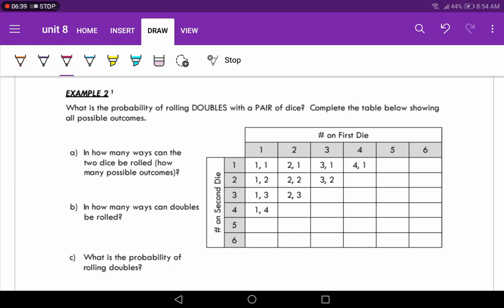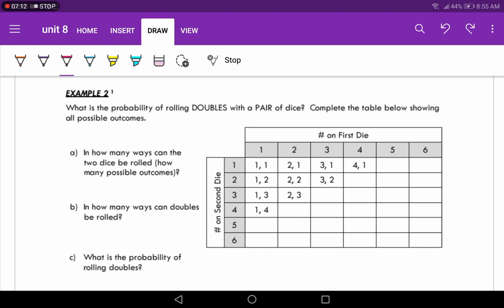Example 2. What is the probability of rolling doubles with a pair of dice? Complete the table below showing all possible outcomes. Again, we're working with a table here, right? We can see that someone has already started our table for us, so we just have to finish it. On the far left-hand side, that's the number on the second die, and on the top we have the number on the first die. All we have to do is fill in the values.